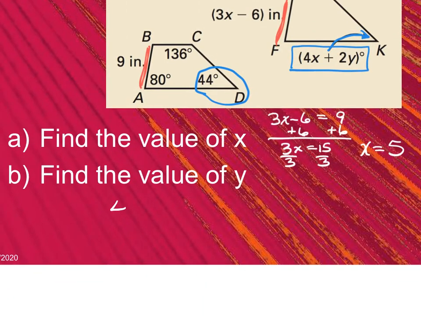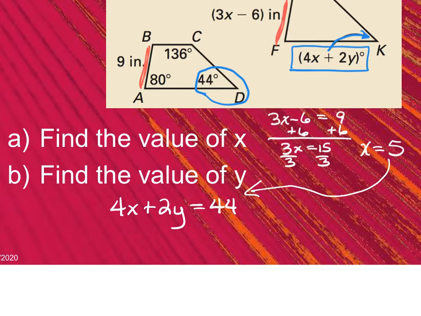I'm going to take 4x plus 2y and set it equal to 44. Now you may think, how am I going to solve this? I have two letters. Well, we already found x. Yes, you are supposed to put the 5 in. Thank you. So we are going to take this 5 that we just solved for and plug it in for x. So we're going to do 4 times 5 plus 2y equals 44.